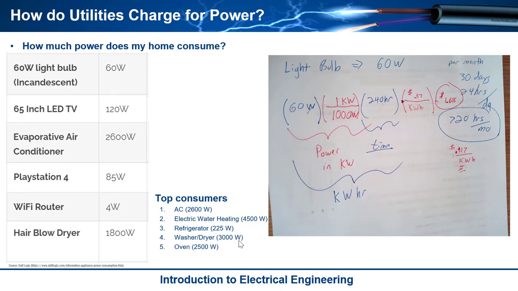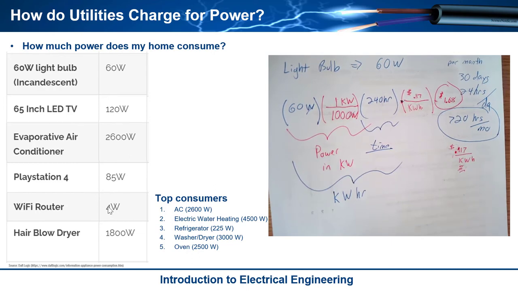Washer and dryer, 3,000, a huge amount. But again, you only use it how much? A couple hours a week, maybe? And then you've got your oven, 2,500. Now, what do you notice here? The huge power draws in a house are from your appliances, but electronics are like nothing. A 65-inch TV is 120 watts. That's nothing. Your router is nothing. Electronics just don't take that much power.